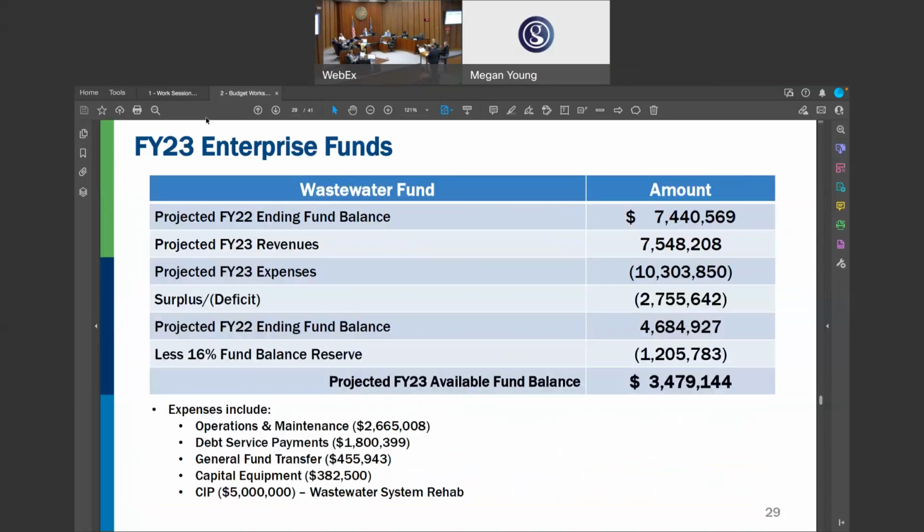In the wastewater fund, the fund is in very healthy financial shape, and it leads to a recommended increase in capital investments for sewer rehab projects. All the way down at the bottom, you see a $5 million number for wastewater system rehab. In a given year, that's normally about a $3 million number. So we're in a place now that we can spend down more cash and feel comfortable in the wastewater fund.